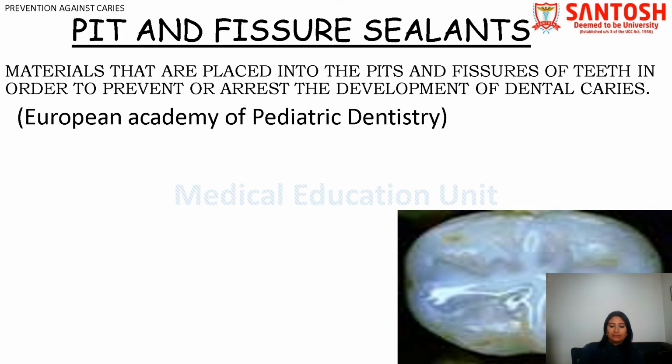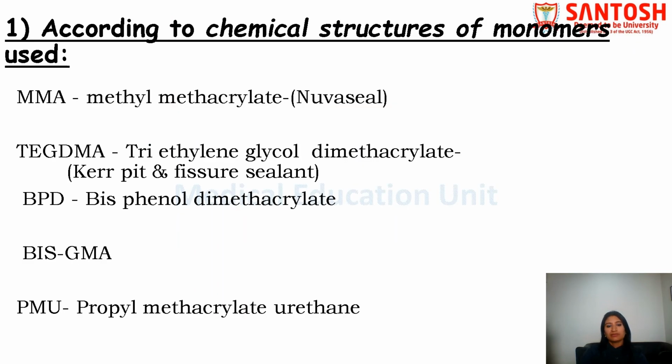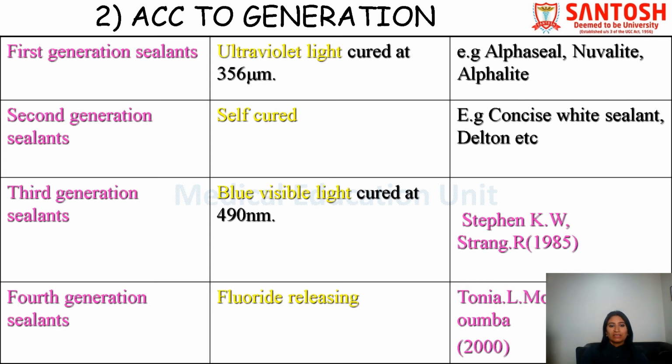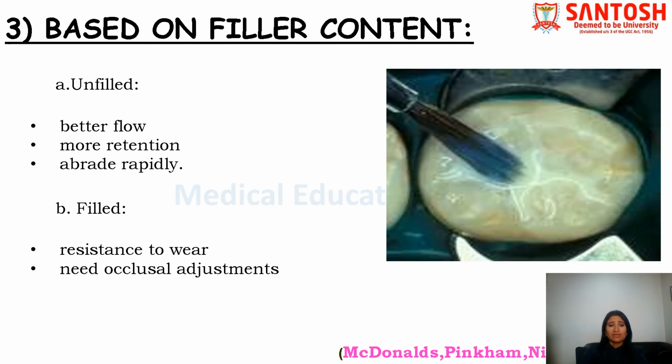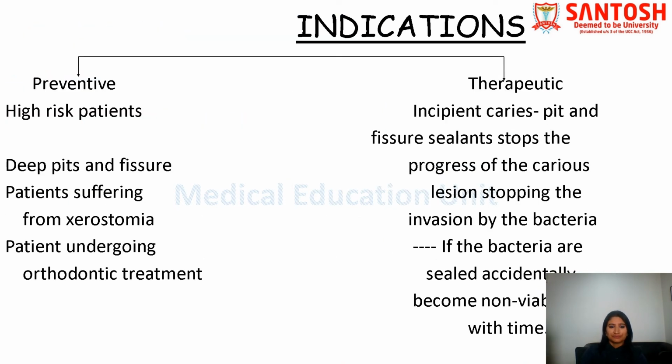Another material that is used in the prevention of dental caries is pit and fissure sealants. These are the materials that are placed into the pits and fissures of teeth in order to prevent or arrest the development of dental caries. Classification is first according to the chemical structures of monomers used. Second is classification according to the generation. Third, based on the filler content. And fourth, based on the color.